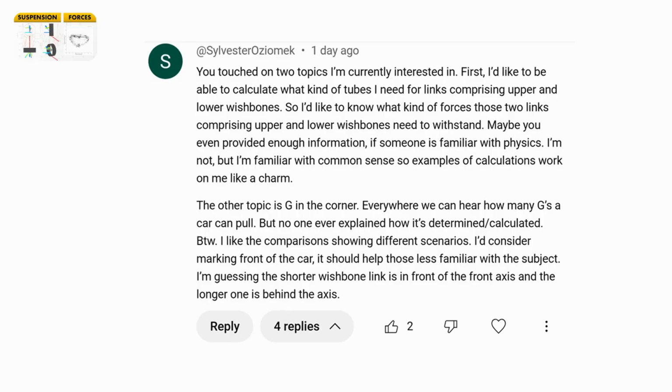And we had a question from Sylvester Osiomeg, which was how many Gs could a car pull? There were a few questions there from Sylvester, but one that was, I think, pretty interesting is how many Gs a car can pull. And that is starting to look at what load cases we might actually want to do when we're designing for the strength of components.